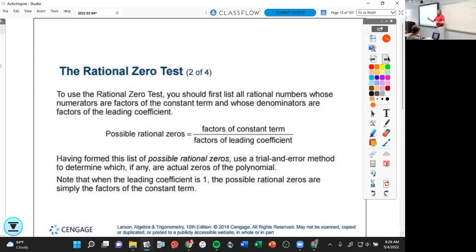If A is 2, now we're going to have denominators of both 1 and 2 because the factors of 2 include 1 and 2. A little confusing right now? Okay. Lots of words, lots of letters. Let's move on.